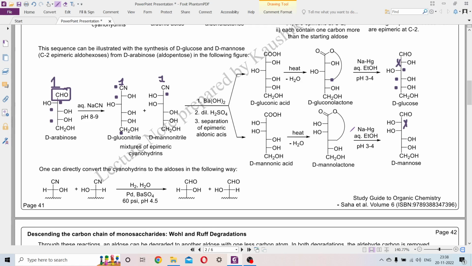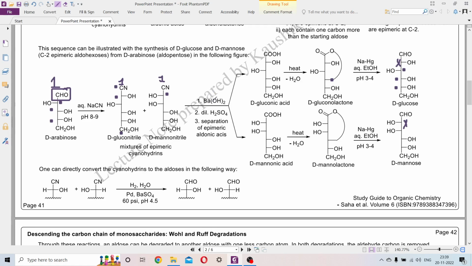If you start from aldotetrose, you will get two aldopentoses which will be epimeric at their C2. There is a name reaction which converts the cyanides directly into CHO, which is the Rosenmund reduction. That is done with hydrogen in aqueous medium in the presence of palladium barium sulfate under high pressure, maintaining the pH at slightly acidic condition. So you can also adopt that.